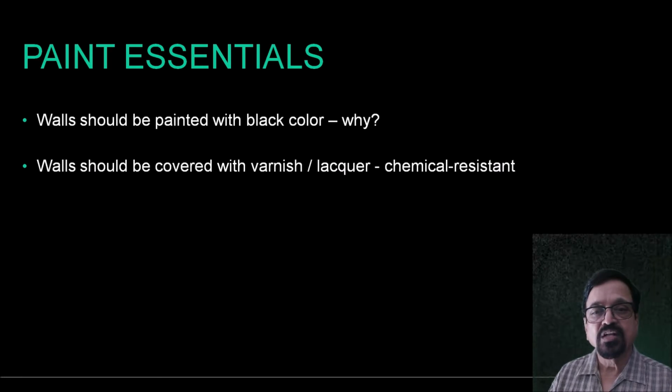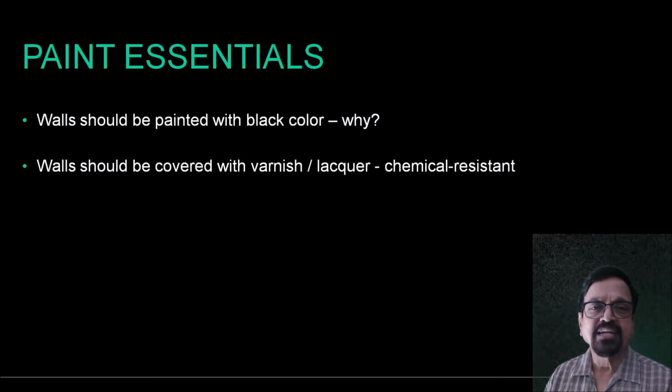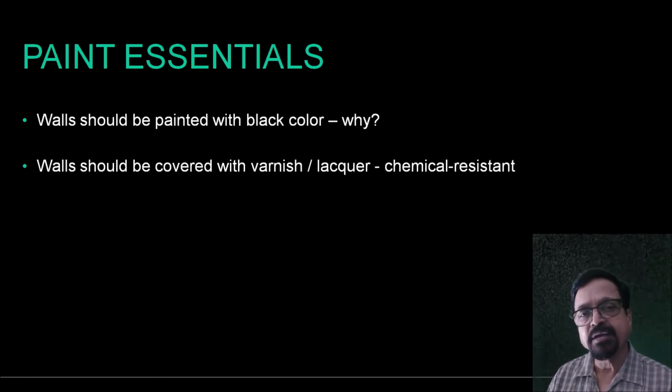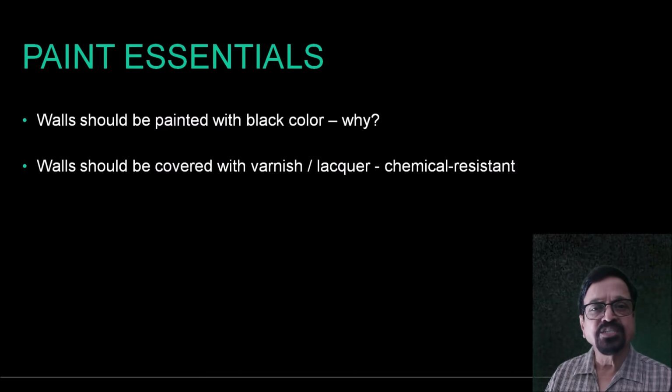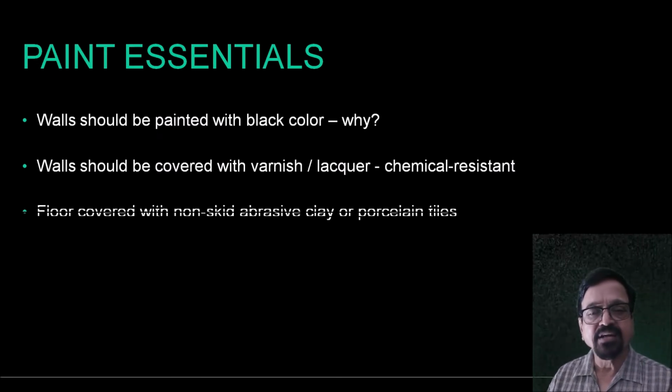So the wall should be covered with chemical-resistant varnish or lacquer, because all these chemicals like developer, fixer, or maybe the water which is used for washing the films also contain some amount of chemicals. So this water seeps or gets spilled on the surfaces. So usually the external surface where the tanks are is covered with glazed tiles, which are also acid resistant, and which can be washed easily and kept clean.